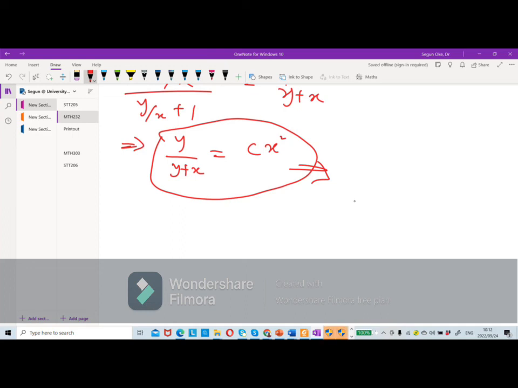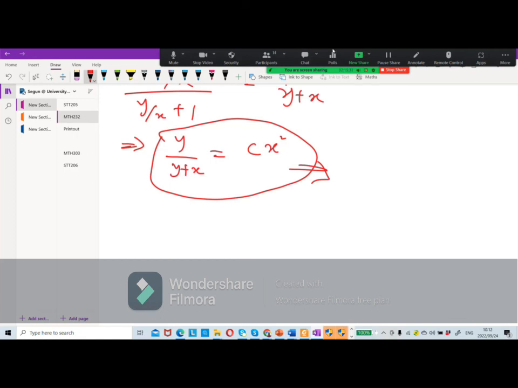So if you cross multiply, you open the brackets, then all you need to do is just to make y subject of formula. That is what we are saying. So we are, I think, let me stop sharing.